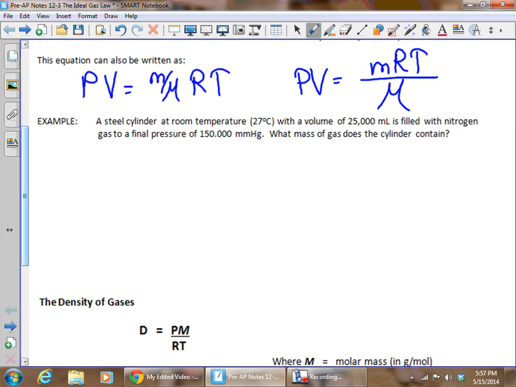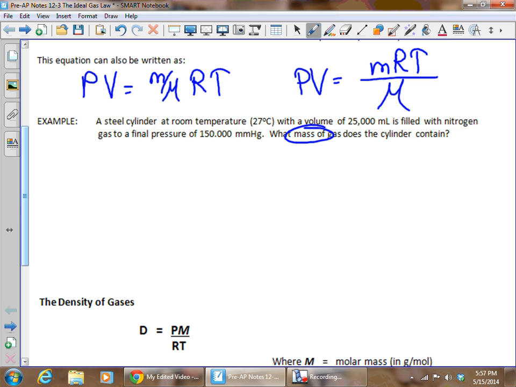So let's look at this example. It says a steel cylinder at room temperature, 27 degrees Celsius, with a volume of 25,000 milliliters, is filled with nitrogen gas to a final pressure of 150.000 millimeters of mercury. What mass of gas does the cylinder contain? So it's asking us to find mass.